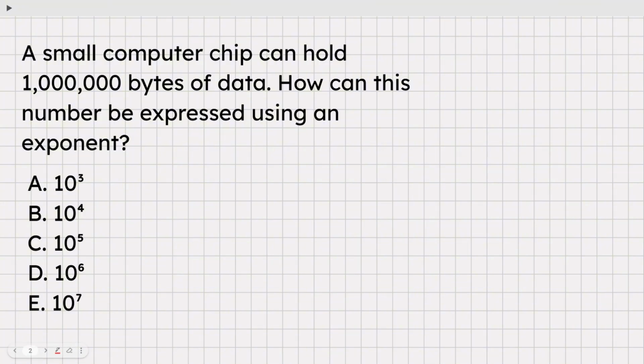You can just plug all of these into a calculator, but it's also good to understand this, especially as you move into scientific notation. So all you have to do is count the amount of zeros. 3, 4, 5, 6. And whatever that number is, that's how you can express 1 million bytes of data, and that answer is 10 to the 6.